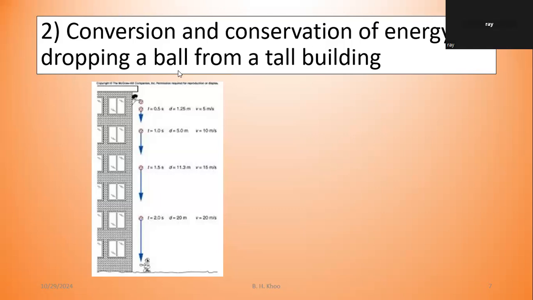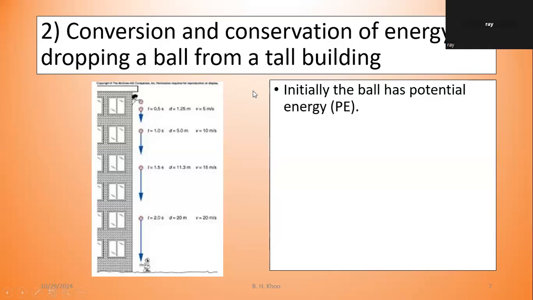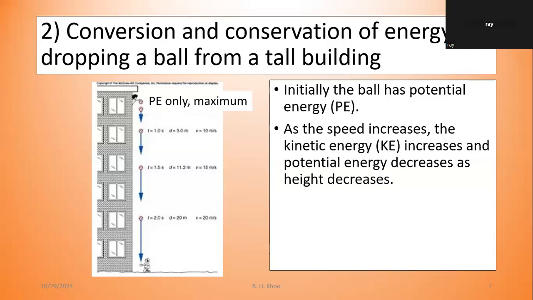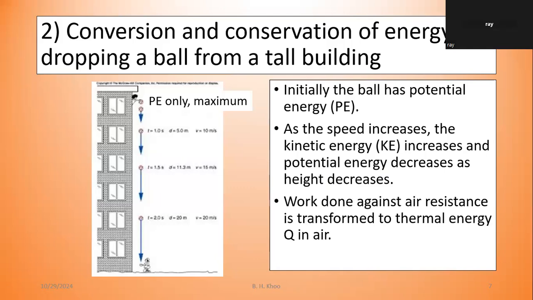Conversion and conservation of energy, dropping a ball from a tall building. Initially, the ball has potential energy. When we drop the ball from a tall building, it has potential energy. Right? Potential energy is maximum. The ball is not moving, so no kinetic energy. As the speed increases, kinetic energy increases, potential energy decreases as height decreases. Work done against air resistance is transformed into thermal energy.